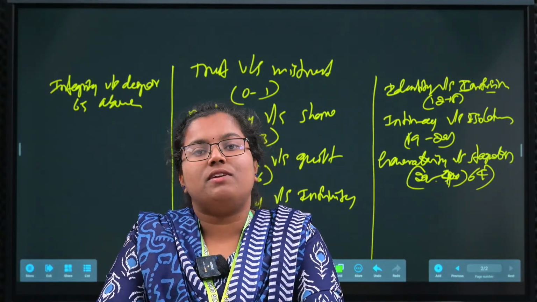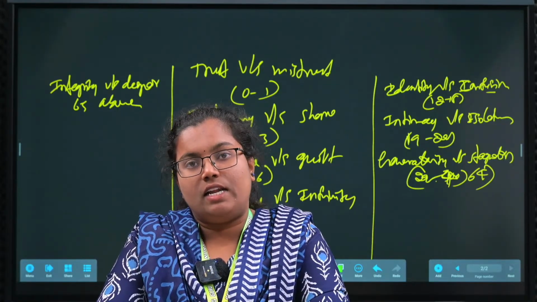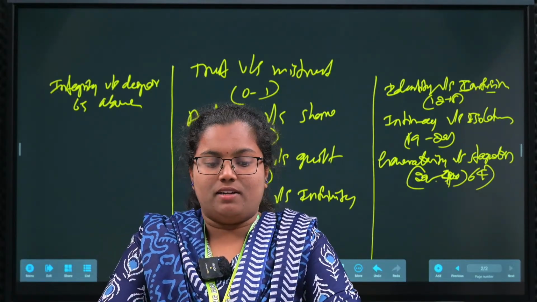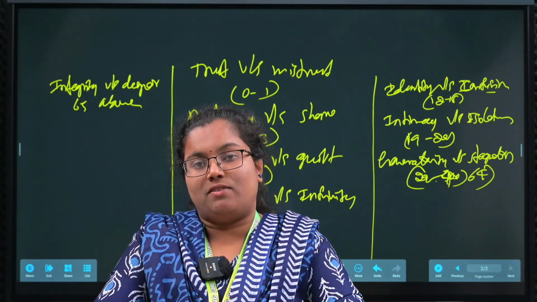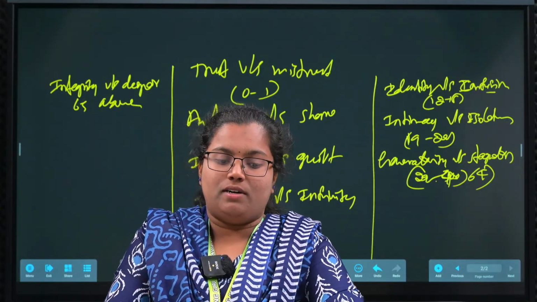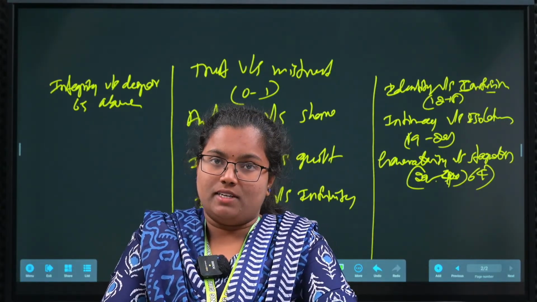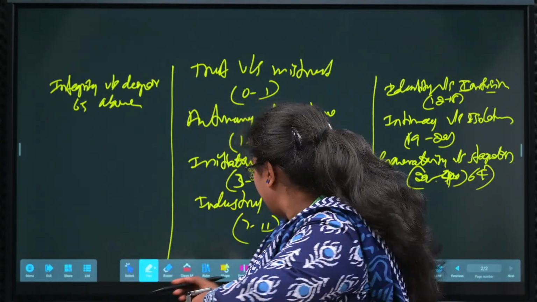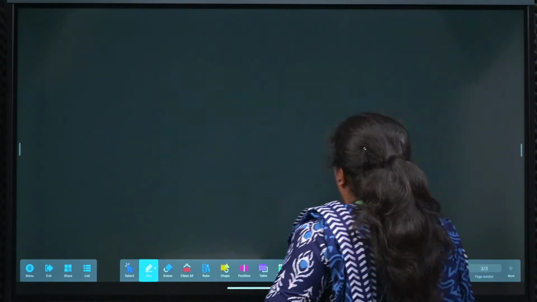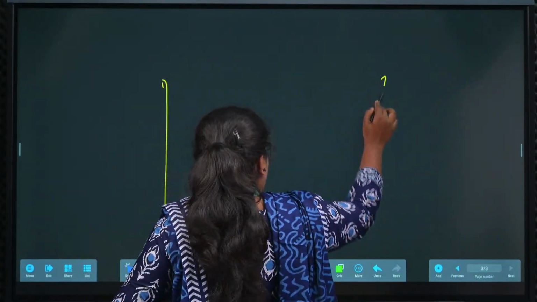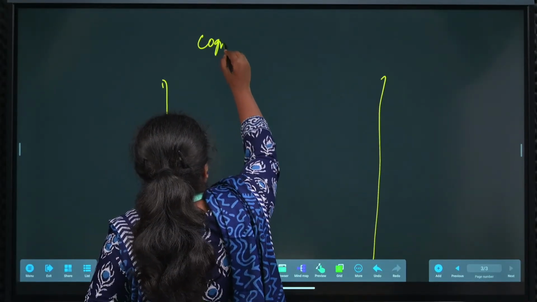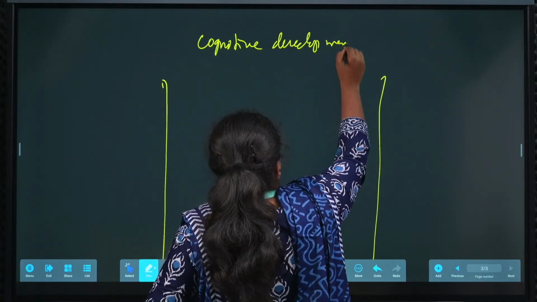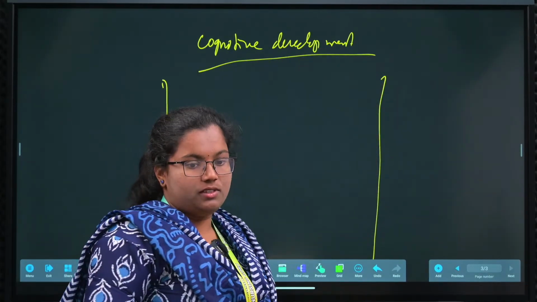So far we have discussed psychological development across the lifespan. So this is about psychological development. And our next important development is cognitive development. Cognitive development across the lifespan.